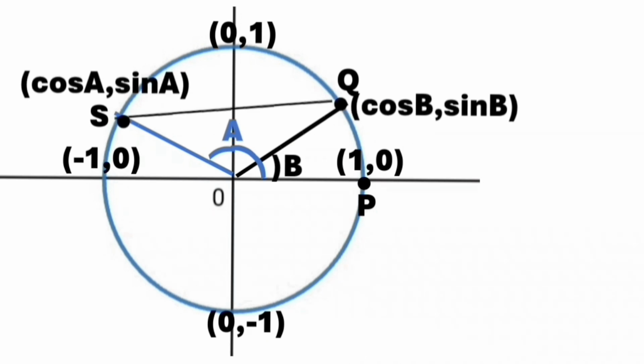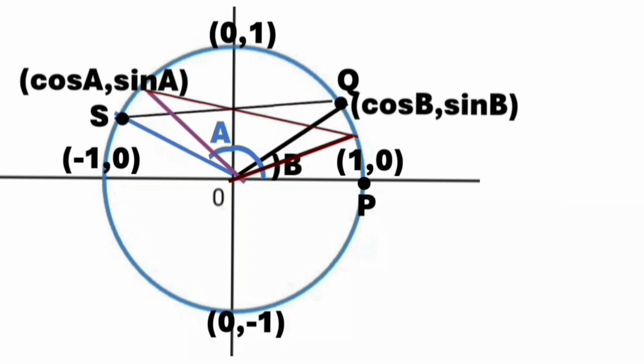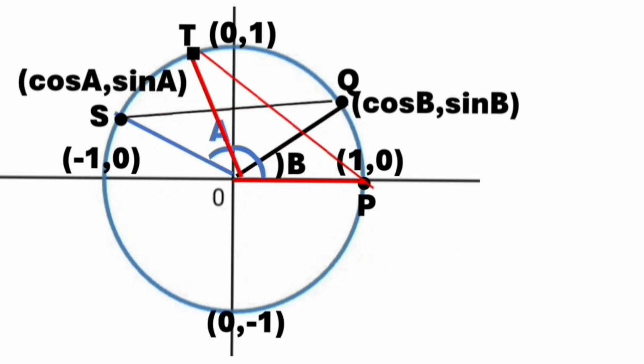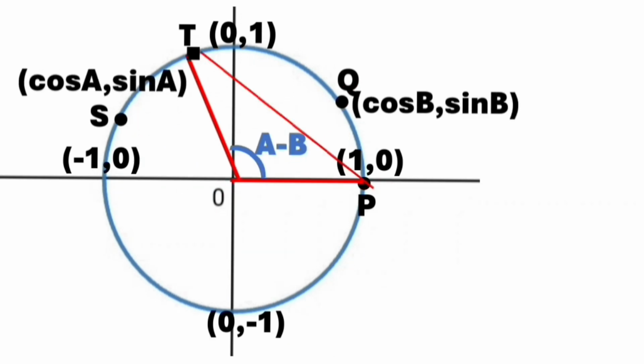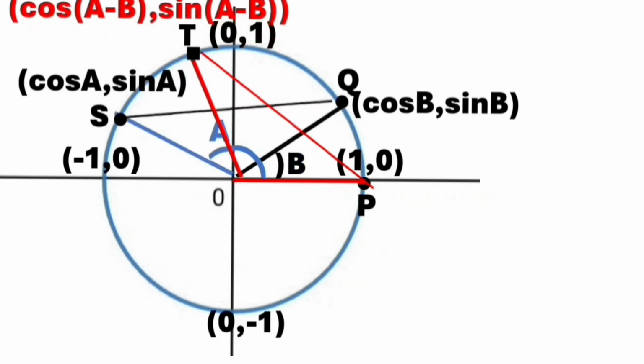Then connect point S and point Q with a chord. So if we call our origin as point O, then we have a triangle SOQ. Then out of this make another similar triangle but with one side lies on the x-axis as shown. If angle SOP is equal to A and angle QOP is equal to B, then angle SOQ is equal to A minus B. And since angle TOP is from angle SOP, so angle TOP is equal to A minus B also. From this, we have the coordinates of point T as cosine A minus B and sine A minus B.